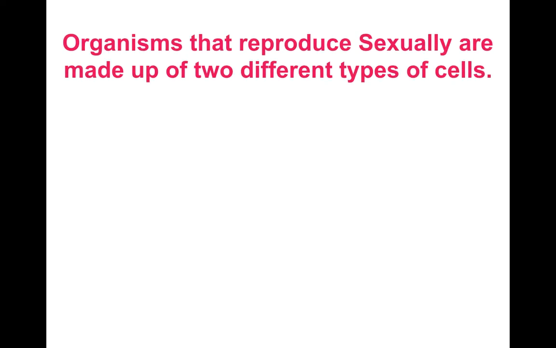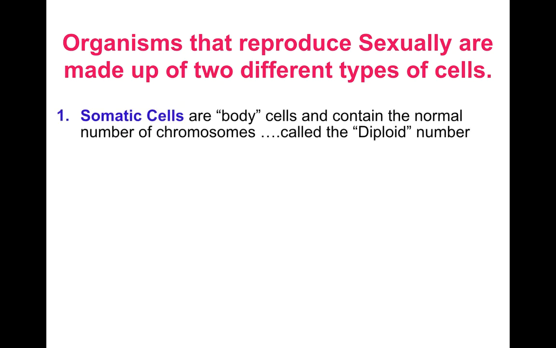Unit 9, Meiosis. Organisms that reproduce sexually are made up of two different types of cells. The first type is called somatic cells, also known as body cells, and they contain the normal number of chromosomes, called the diploid number. Examples would be skin cells, brain cells, etc.